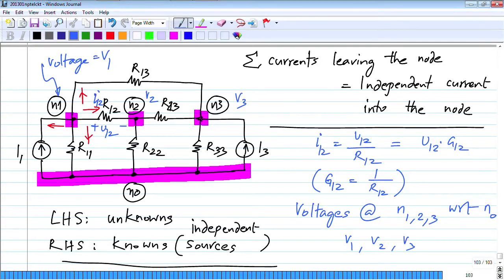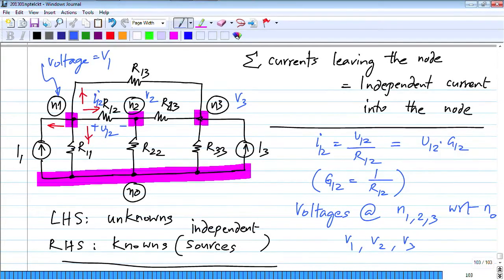The way I will write it down is the sum of currents, basically unknown currents going out of the node, equals the sum of independent source currents that are coming into the node. So if you have a current source connected to that node, I will push it to the right hand side. Now this is a very common thing to do. You have variables on the left hand side and independent things on the right hand side, and you solve for the variable. This becomes very clear as we go along.